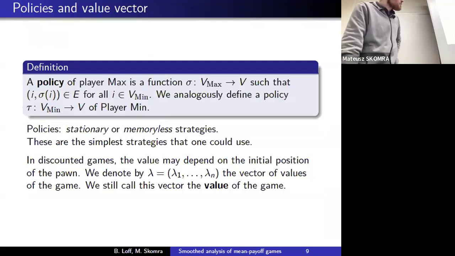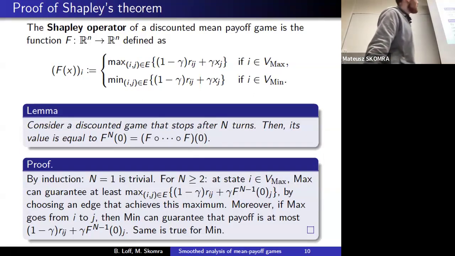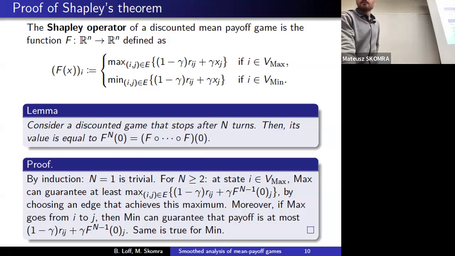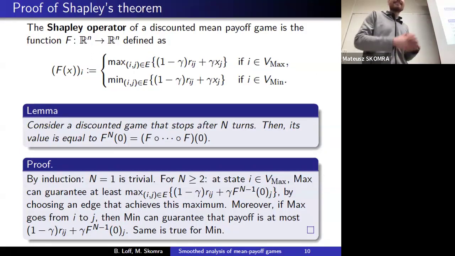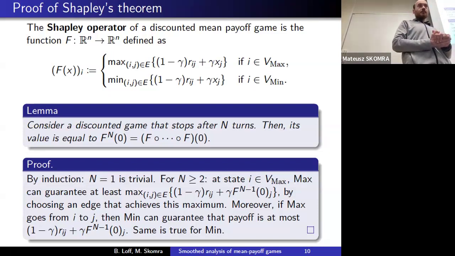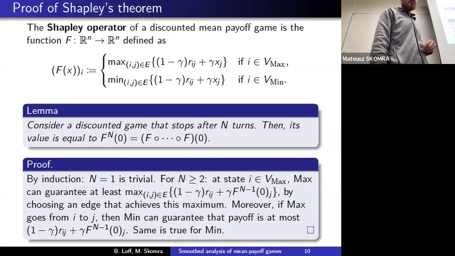So now, let us try to see a little bit of the theory of these games. If you are interested, we can see how Shapley proved this theory. Shapley proved this theorem by introducing the following operator. Here is the Shapley operator of the game. You can think of this operator as a dynamic programming operator that tells you what happens in one step of the game. Imagine that I am currently at state i, and the state is controlled by Max. You have to choose an edge that goes from i to j. And what will happen then? You will receive (1 minus gamma) times Rij, and then you receive gamma times whatever happens at state j. Do we agree?